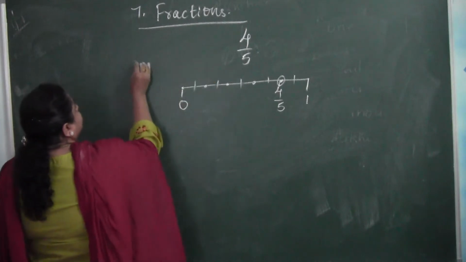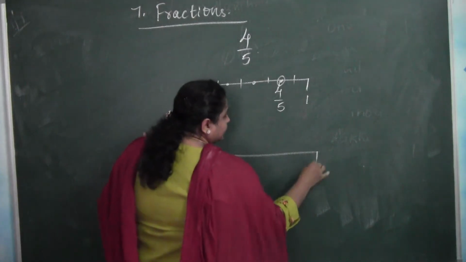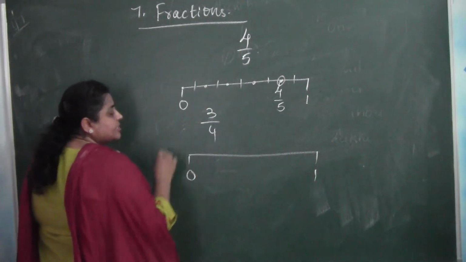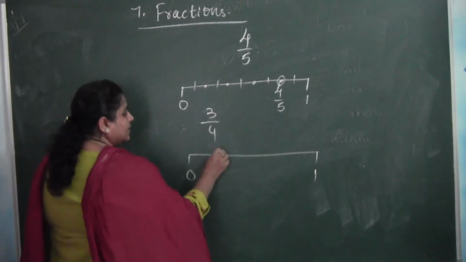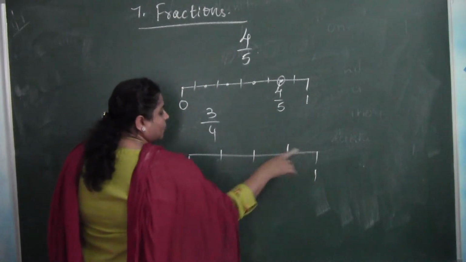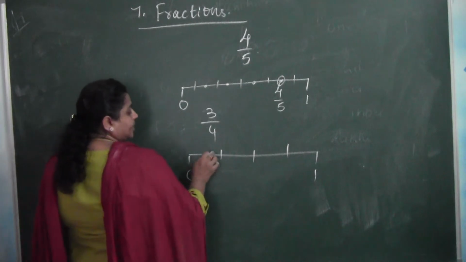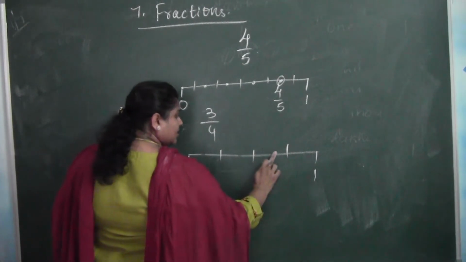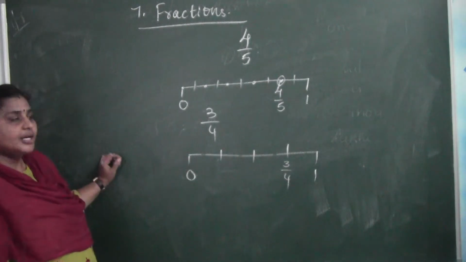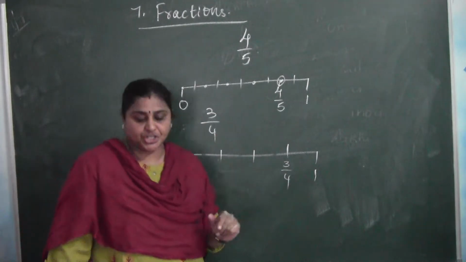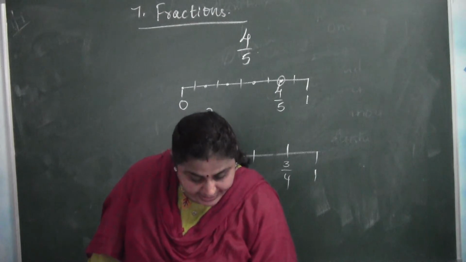Say 3 by 4. Come on, draw the line, 0 and 1. What is my denominator? 4. It means how many parts do I have to divide into? 4 parts. 1, 2, 3, 4 parts I have divided, right? Now 3 by 4. This is 1, this is 2, this is 3. 3 by 4. Got it? So this is how you represent a fraction on the number line.